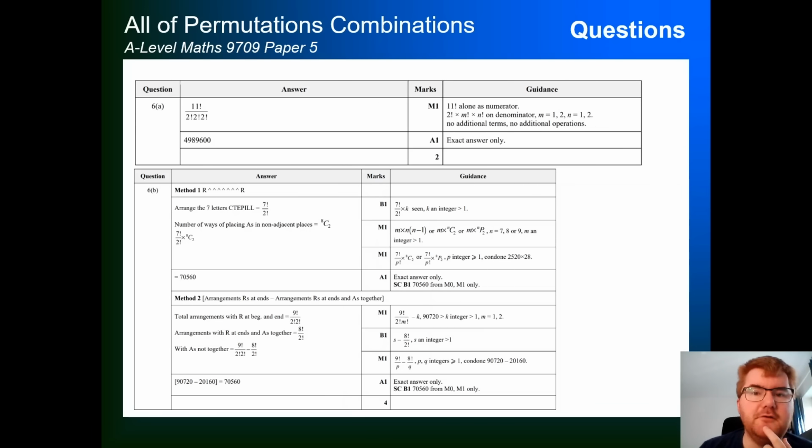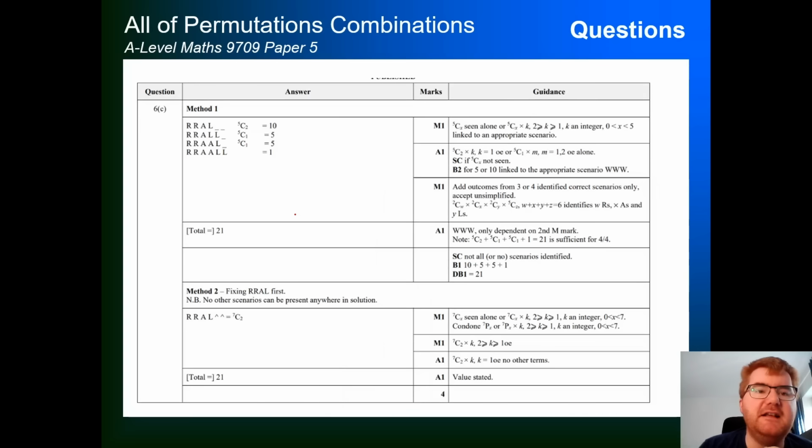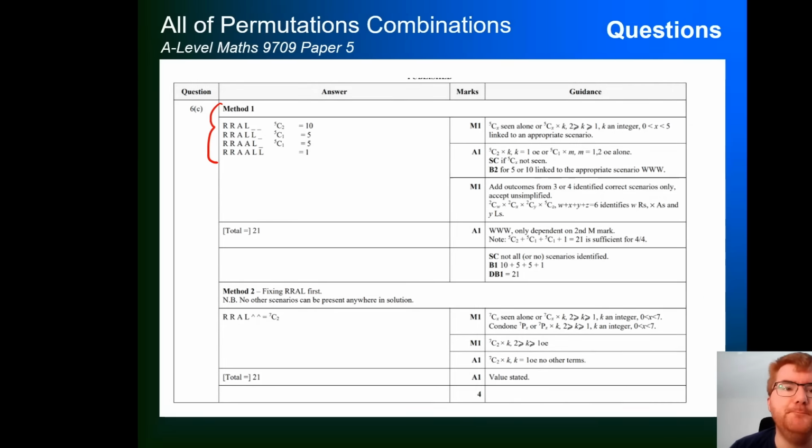Right, so you can have a look through the mark scheme. Again, this is 6A and 6B. Again, I've taken this method 2 at the bottom, and then 6C here. Again, we've got a couple of choices. I've taken method 1. I think that's the most intuitive. And again, under the pressure of an exam, you want a method that's intuitive and makes kind of logical sense that you can work your way through.